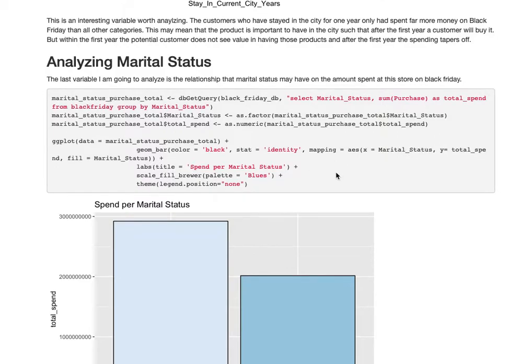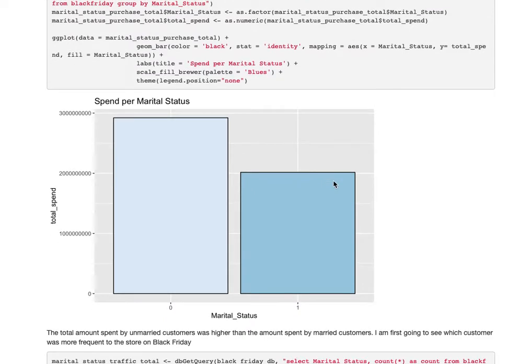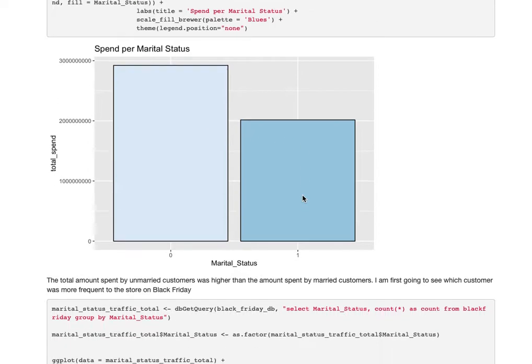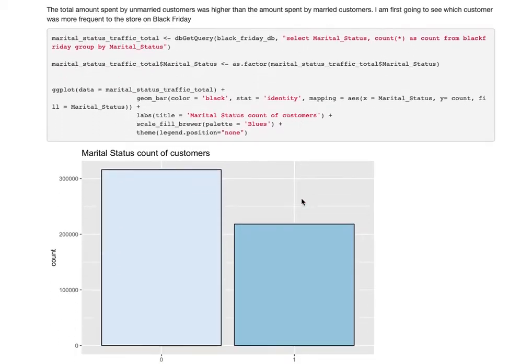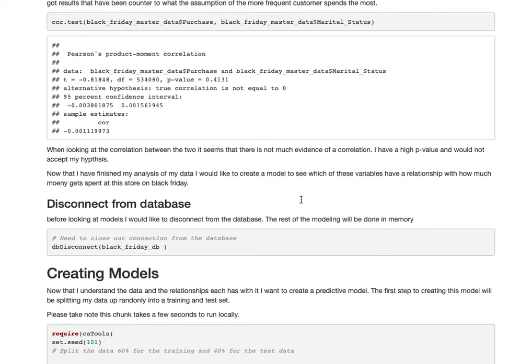Continuing down, the last one I analyzed is marital status. The store sees a lot more traffic from unmarried customers compared to married customers. So, going to continue down.